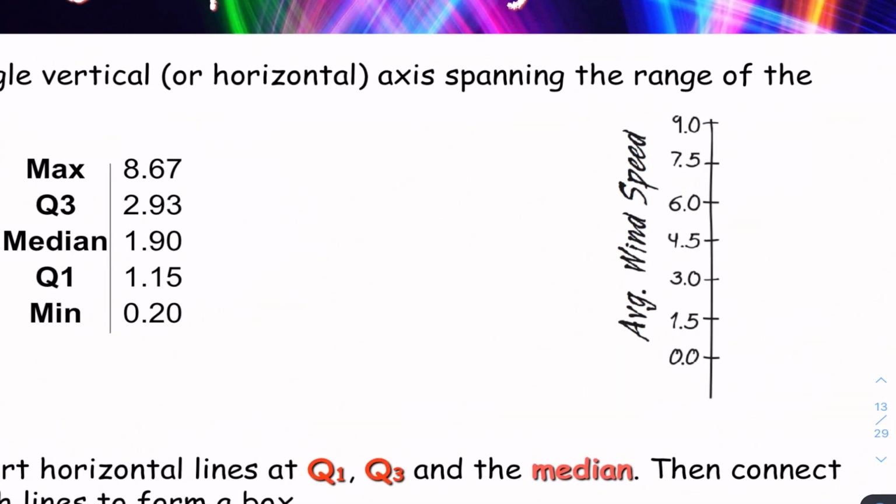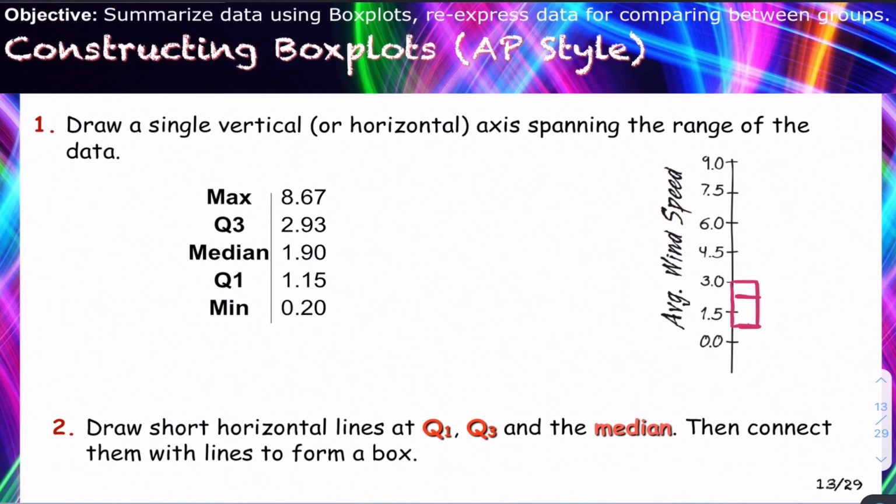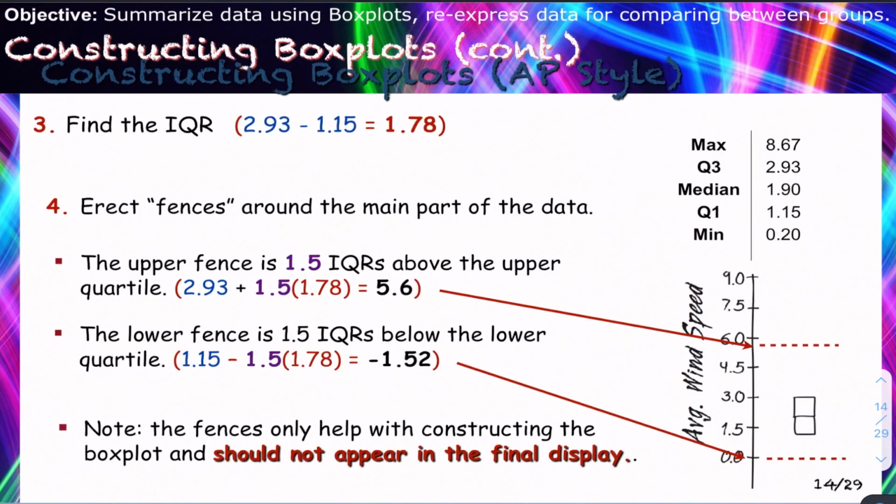So utilizing the data on the left, Q1 is 1.15, so 1.15 would be roughly here. Our median is at 1.9, which is roughly here. Q3 is at 2.93, which is roughly right at 3. And then we have our minimum value. Well, let's draw our box. There we have our box. Next up, find IQR. In this case, it would be 2.93 minus 1.15, which gives us our 1.78.